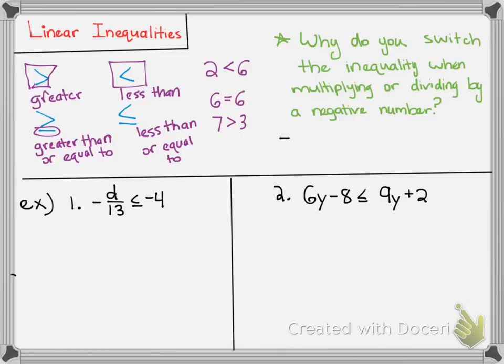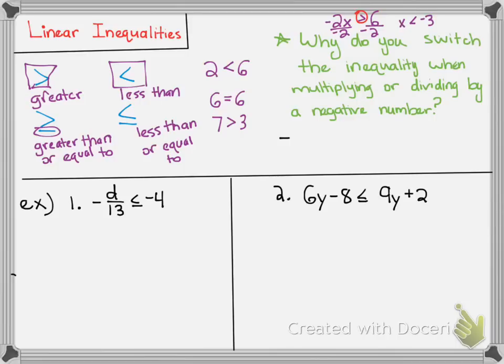I know that some of you have probably seen before, if we have, for instance, negative 2x is greater than 6, and we divide both sides by negative 2, the sign ends up switching. So we will end up with x is less than negative 3. Well, why does that happen?